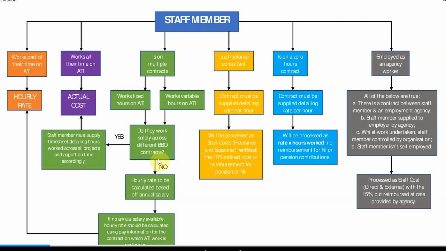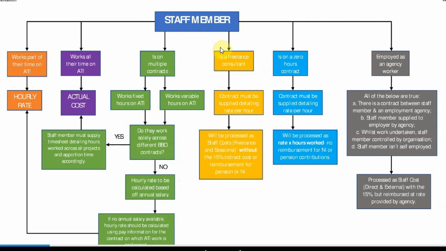If they work over other contracts as well, we need to calculate an hourly rate for them. This should be based off their annual salary. However, if they're contract based and do not have an annual salary, we would use pay information from the contract on which ATI work is performed.